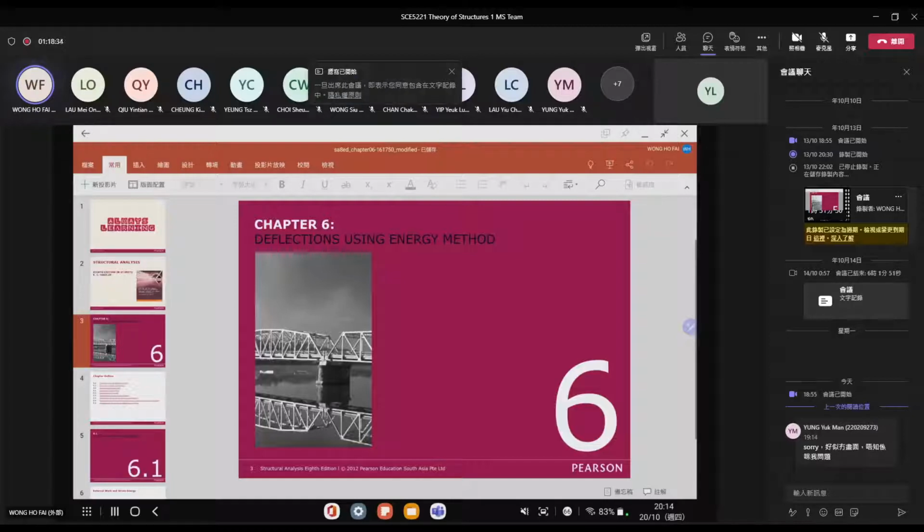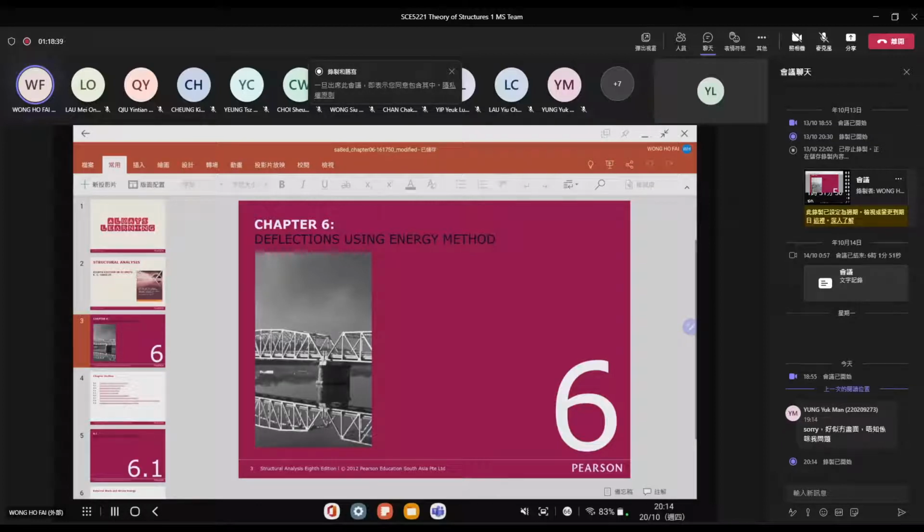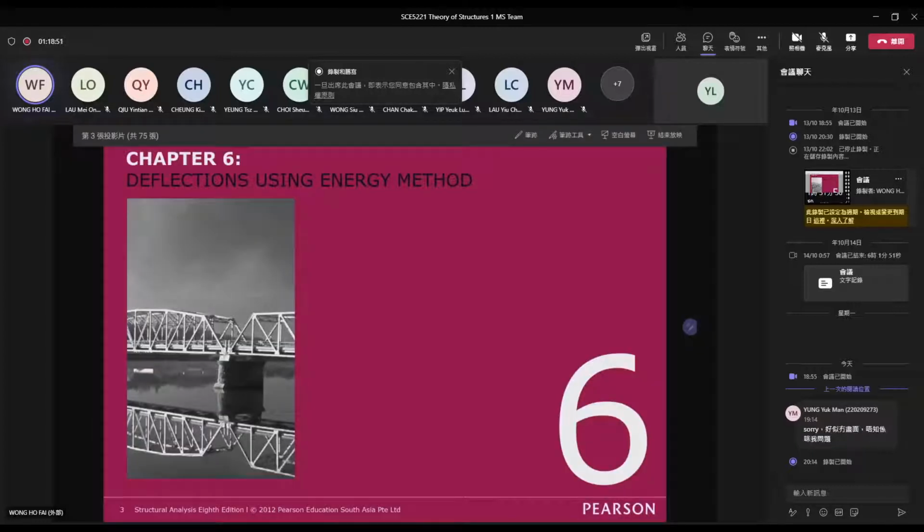Okay, so for this one, we will mention the general method to find the deflection of structures. As I mentioned before, for general structures like a truss or a frame, it is not easy to find the deflection. The methods that we have mentioned before are only suitable for beam structures. So tonight we will mention an energy method to determine the deflections.